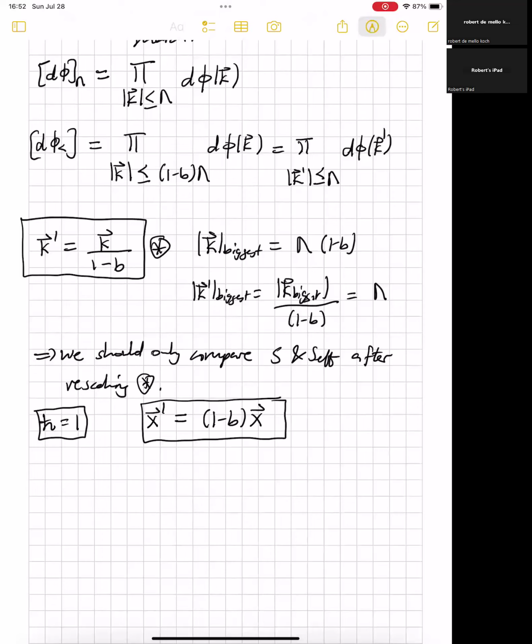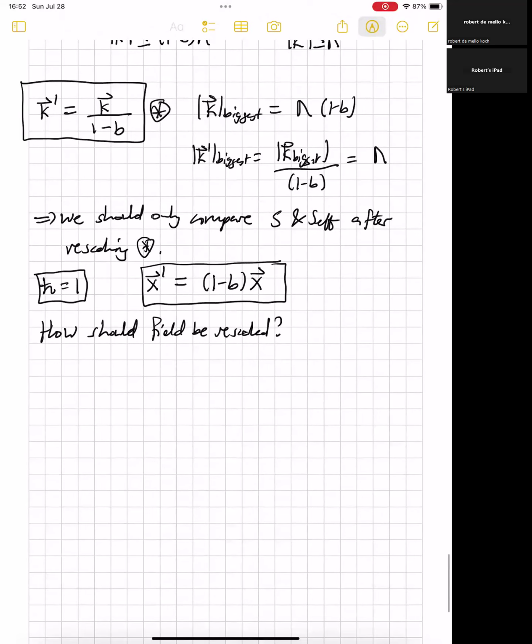And finally, we should ask, how should the field be rescaled? Now, here I'm going to appeal to something that we did when we were discussing renormalization. We said that we like to have the field normalized so that it creates a particle with probability equal to 1. And we already found that that meant that the kinetic term in the action should just be 1/2 ∂_μ φ ∂^μ φ dx. So I'm going to continue to require that.